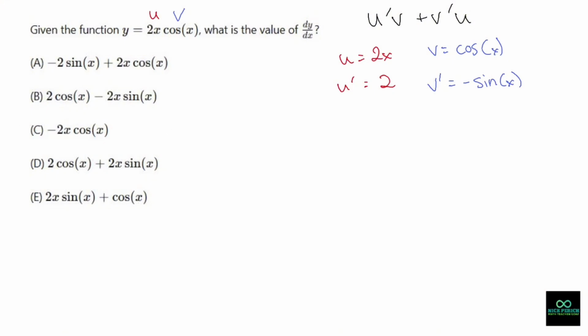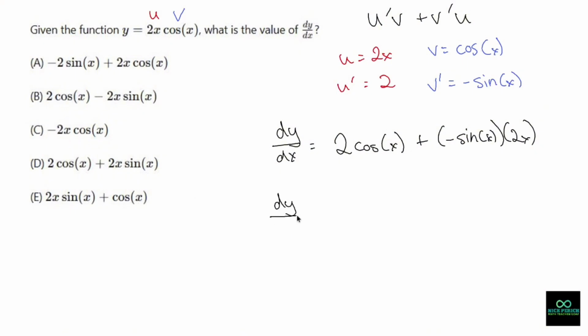So what I have to do is put this all together and make it look nice and neat. In this case, dy/dx is going to equal u prime v, so 2 times cosine x, plus v prime, which is negative sine x, times u, which is 2x. Now that doesn't look so great, so let me clean it up. 2 cosine x, let's put plus negative and make that a minus. Let's bring that 2x out front and make it 2x sine x.